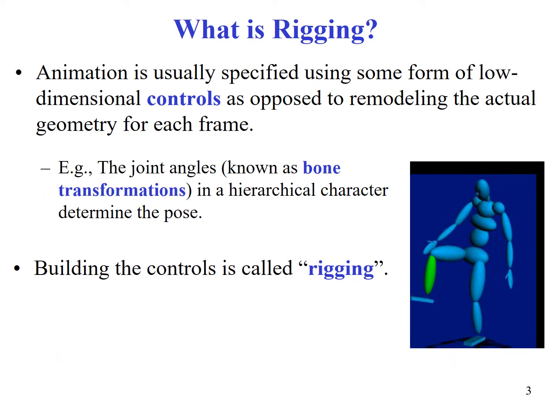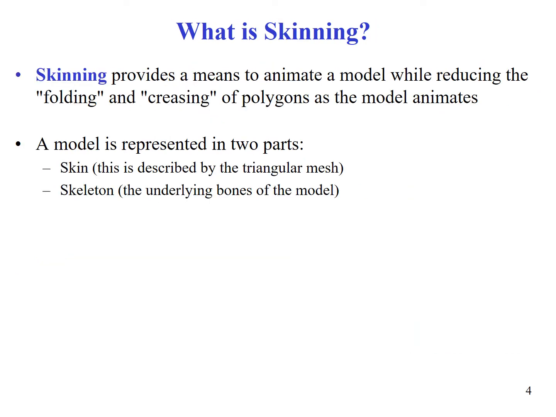This is where the concept of rigging comes in. Animation is usually specified using some sort of low-dimensional controls, as opposed to remodeling the actual geometry of each frame. The joint angles, known as bone transformations in a hierarchical character, determine the pose. Building the controls is called rigging. Skinning provides a means to animate a model while reducing the folding and creasing effects of polygons as the model animates.